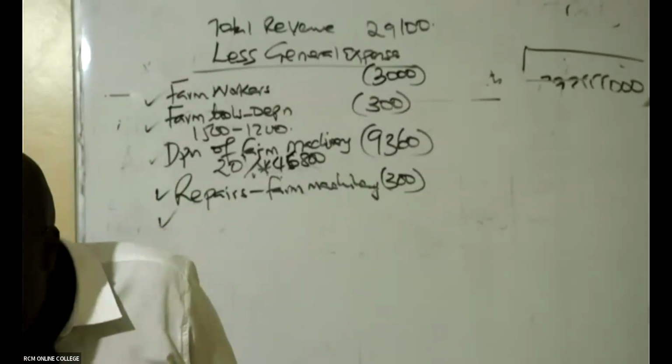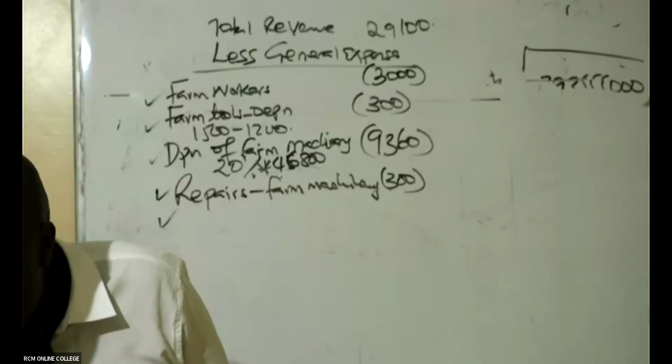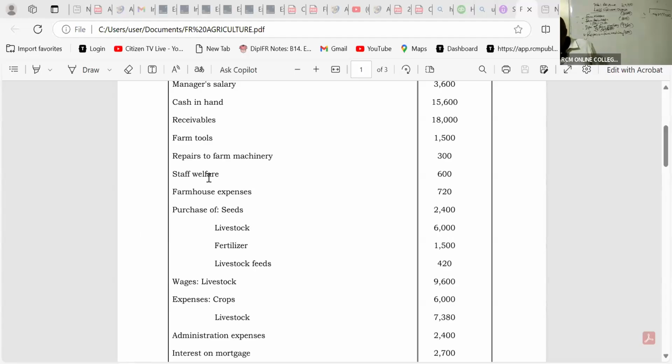Remember, we are still following our trial balance down. You can see we have staff welfare. It has not been stated whether they belong to cash crops. These are general welfare things. So we have staff welfare, 600. Thank you very much.